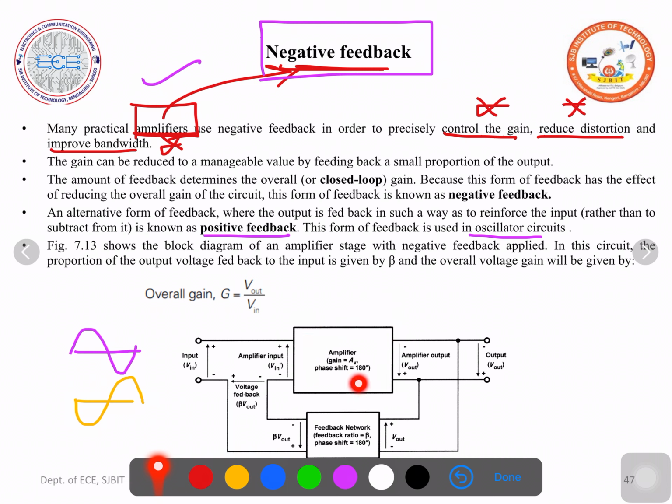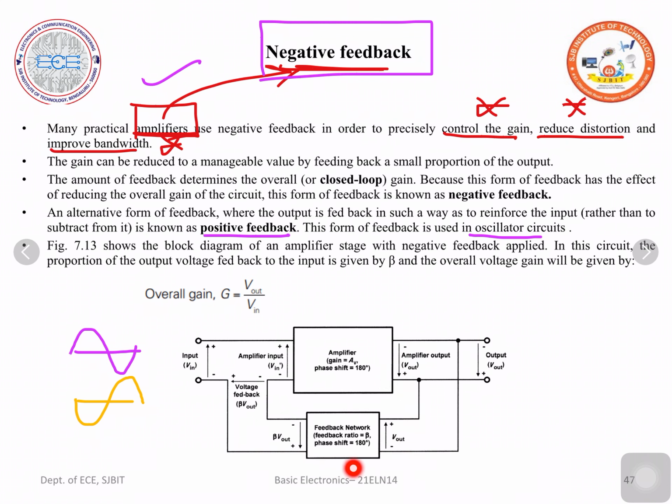The phase shift is 180 degrees. Usually the transistor amplifier provides 180 degree phase shift. The basic input for this amplifier is V in dash. Observe the polarities. Because of the 180 degree phase shift, see the polarities of the output voltage, here negative, here positive. This is V out. Some portion of the output is fed back as the input, so that is decided by the feedback ratio beta.